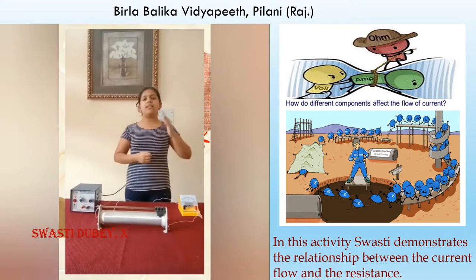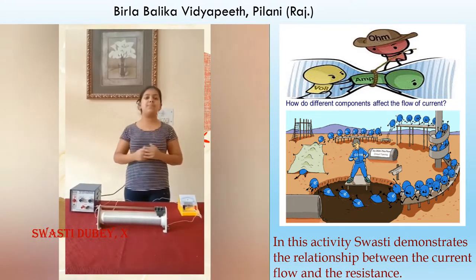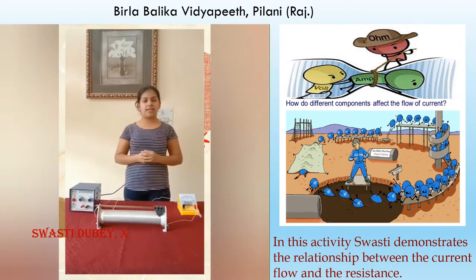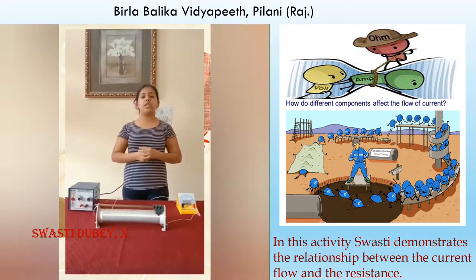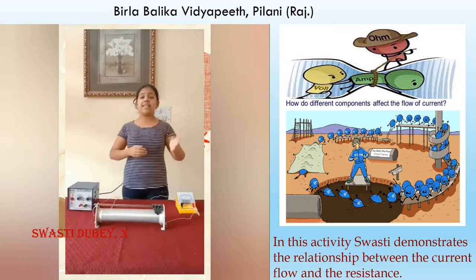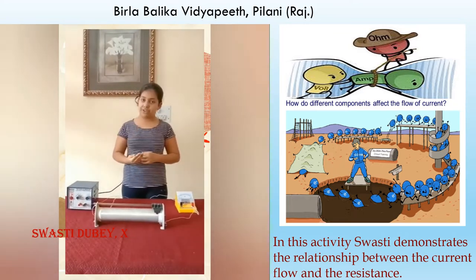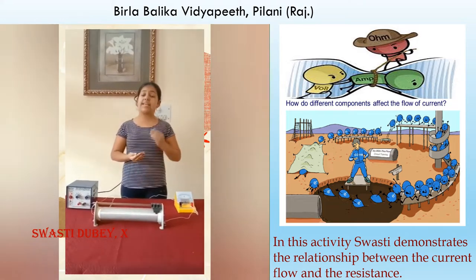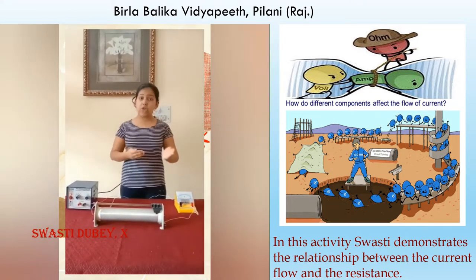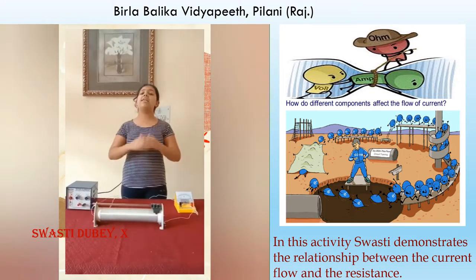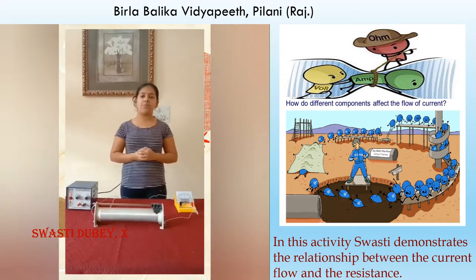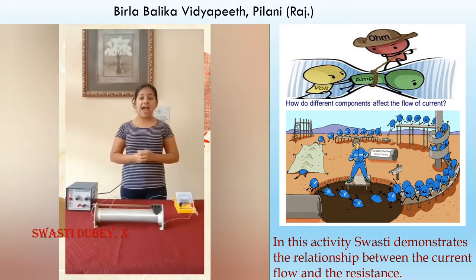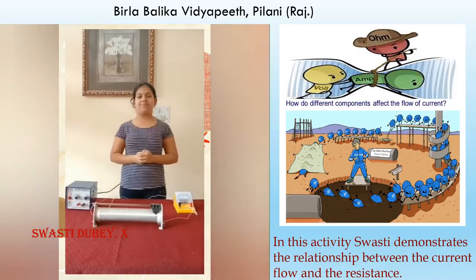We already knew that current and resistance are inversely proportional to each other. So by seeing the activity, we can conclude that as the length increases, the resistance will increase, and as the length decreases, the resistance will decrease. That is, the length of the conductor and the resistance are directly proportional to each other. I hope this activity clarified all your doubts related to resistance and current, the factors related to resistance, and about the rheostat. Thank you.